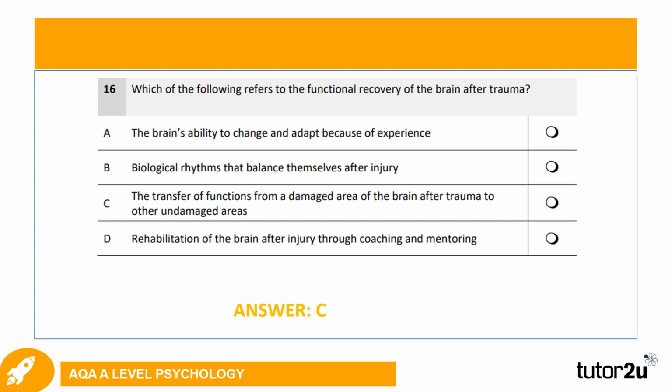Well done if you identified C as being the correct answer here. So yes, if someone has experienced brain trauma or brain injury and a certain part of their brain has stopped working, or some of the functions within that area have stopped working as well, then sometimes the brain is able to transfer these functions from a damaged area of the brain to other undamaged areas. And if somebody's brain is able to do that, this is what we mean by the functional recovery of the brain, when they're able to pass other functions from that damaged area to a different undamaged area within the brain.